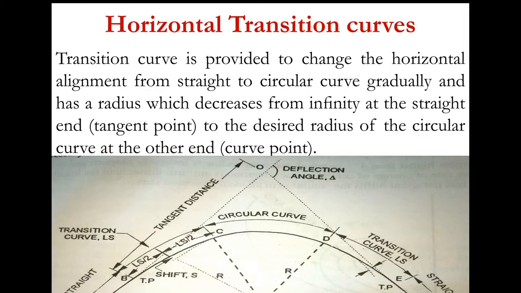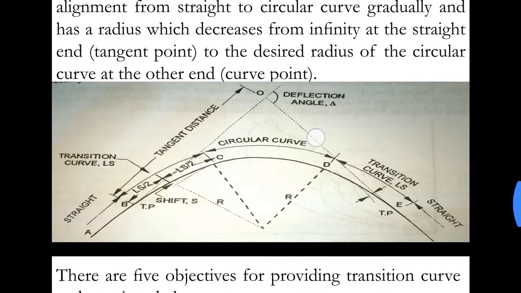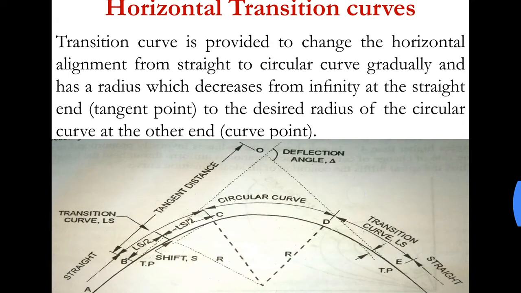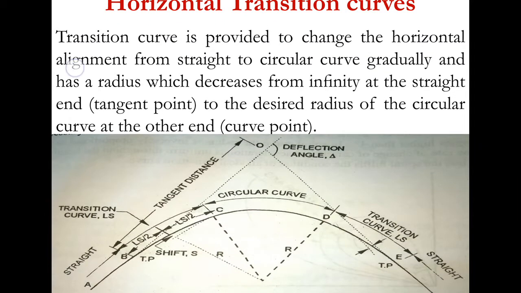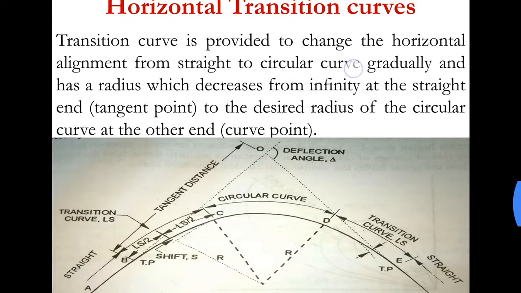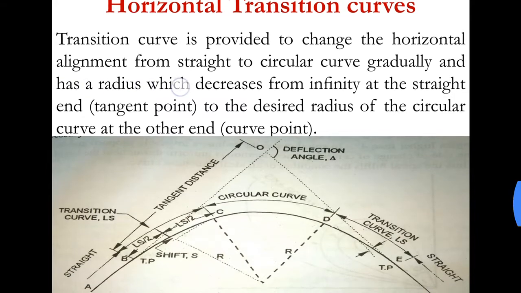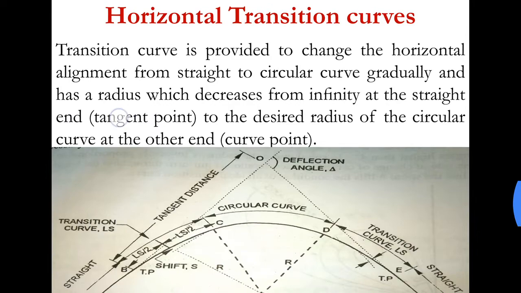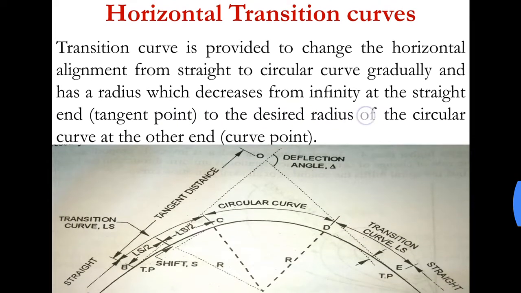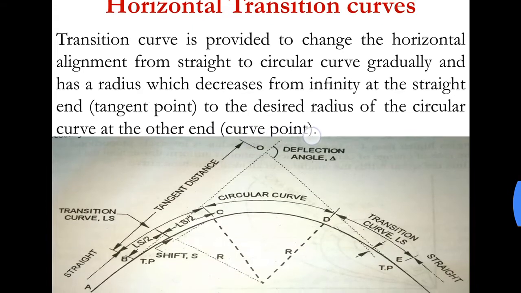We'll now move to the next topic, that is horizontal transition curves. Let us try to understand what a transition curve is. A transition curve is provided to change the horizontal alignment from straight to circular curve gradually and has a radius which decreases from infinity at the straight end, that is the tangent point, to the desired radius of the circular curve at the other end, or the curve point.